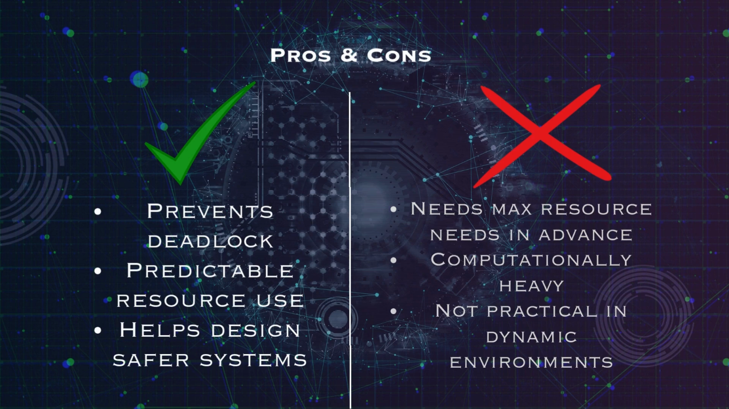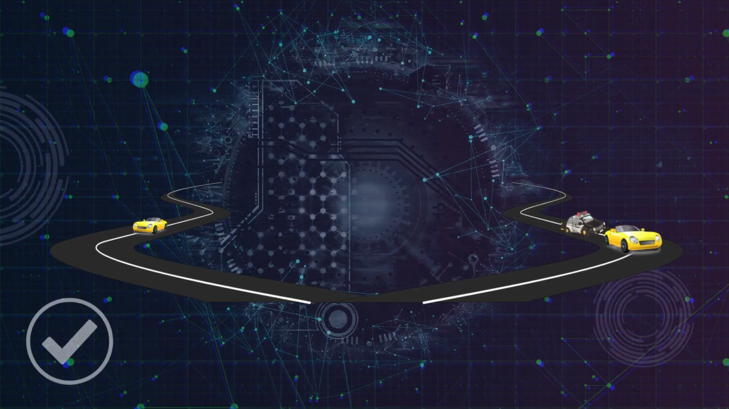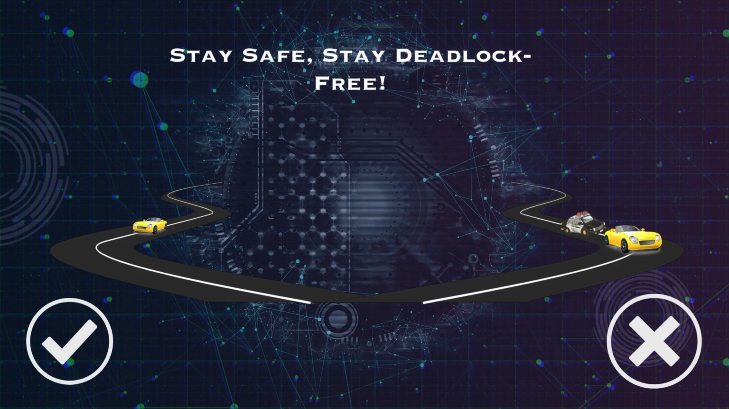Now let's wrap it up with a short summary. Deadlock avoidance, especially the banker's algorithm, is all about staying safe before it's too late. It's like a smart banker or a cautious driver, always checking before saying yes.